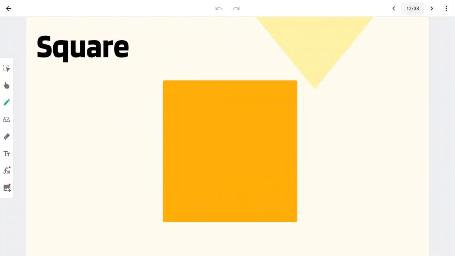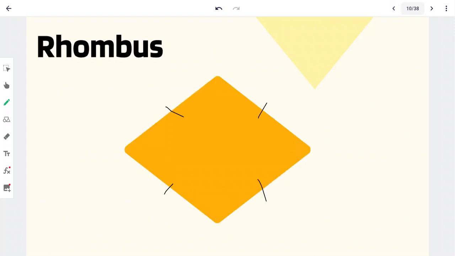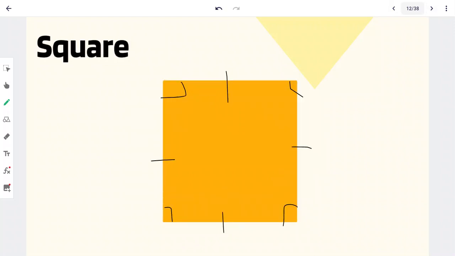And the last shape is a square. Square also has all sides equal. But what is the difference between a square and a rhombus then? Rhombus also has all sides equal, square also has all sides equal, but in a square all angles are 90 degrees as well. If you look at a rhombus, are these 90 degrees? No, they're not 90 degrees. The angles of a rhombus are not 90 degrees.